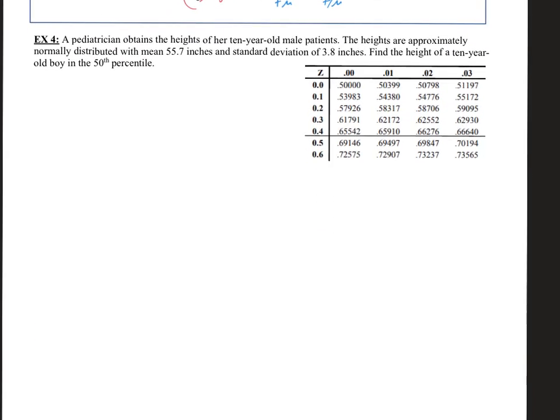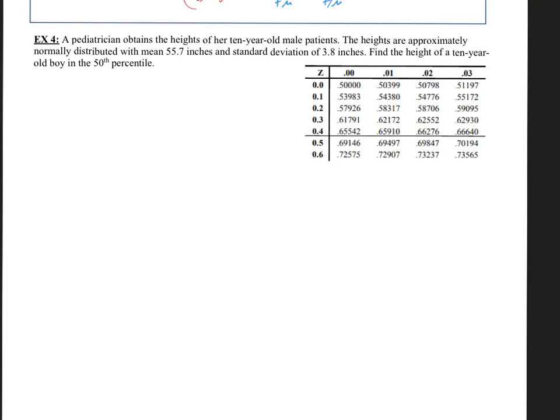Let's take a look at example 4. So, once again, looking at the pediatrician example, a pediatrician obtains the heights of her 10-year-old male patients. The heights are approximately normally distributed with mean 55.7 inches and standard deviation of 3.8 inches. Find the height of a 10-year-old boy in the 50th percentile.